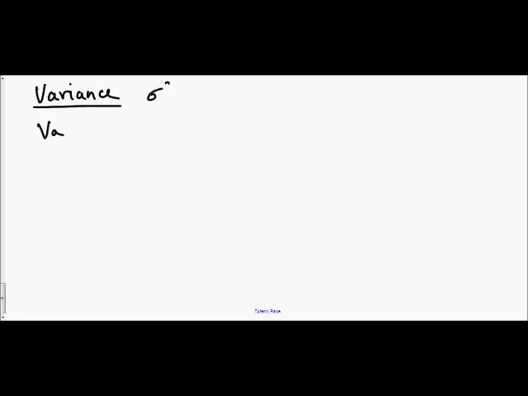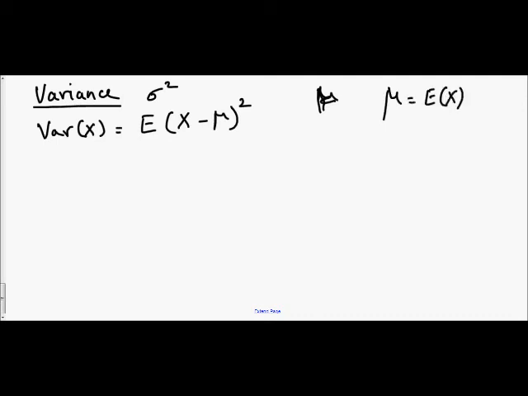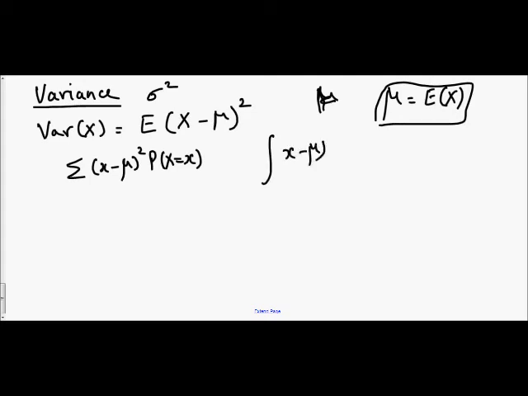Variance notation is sigma squared. So the variance of x is always the expectation of (x - mu) the whole squared. Mu is the expectation of x, which we have already done. In both cases, if it is discrete, it would be the sum of (x - mu) squared times p(x). So this can be done only after finding the expected value of x, which is mu. Only after finding mu can you find variance. For continuous, it is again the integral of (x - mu) squared f(x) dx from minus infinity to infinity in general.